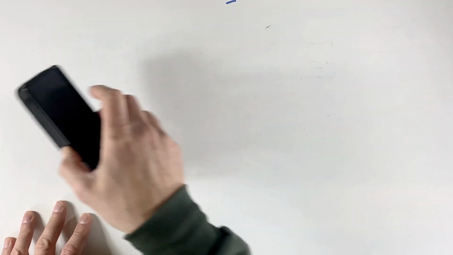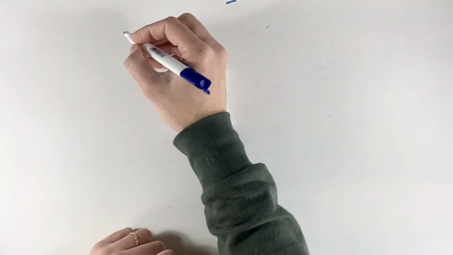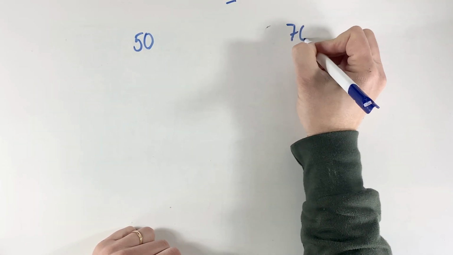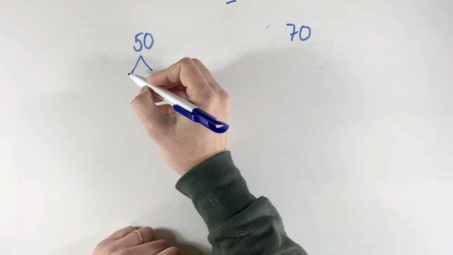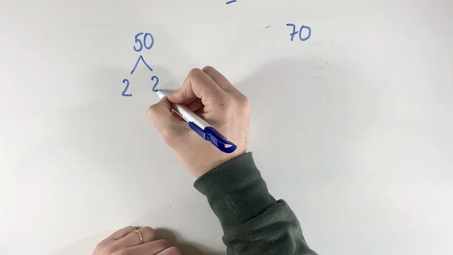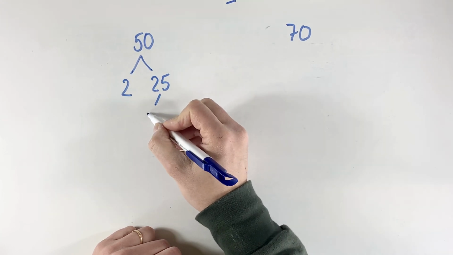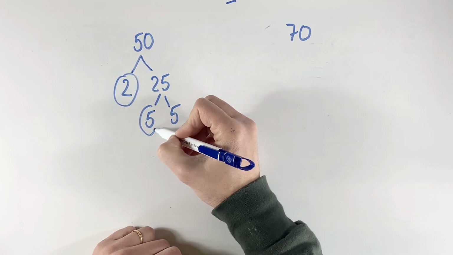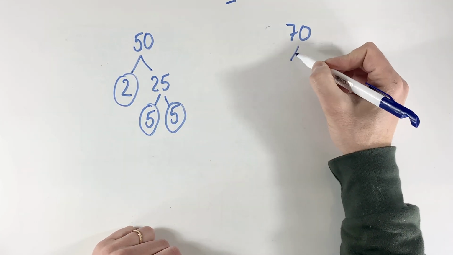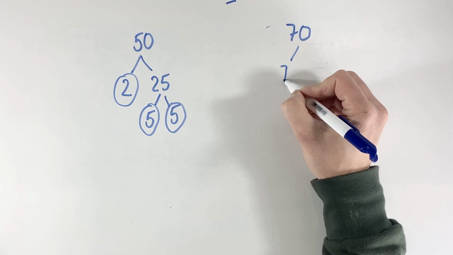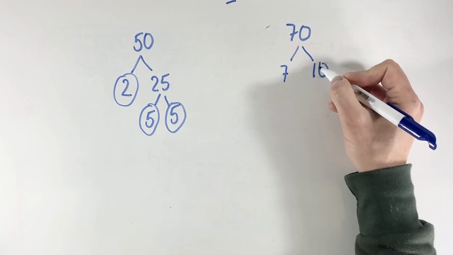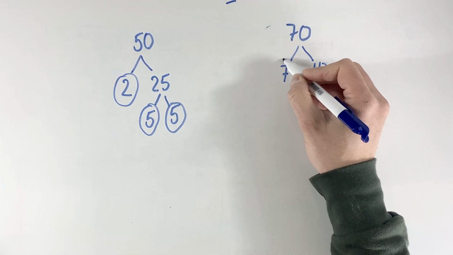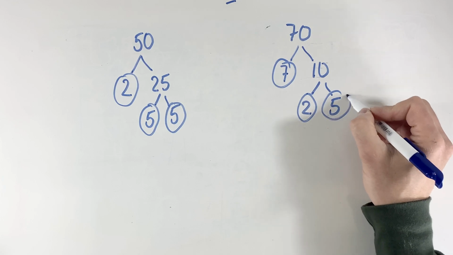The second pair of numbers was 50 and 70. 50 can be factored into 2 and 25. 25 can be factored into 5 and 5. Here are our prime factors. 70 can be factored into 7 and 10. And 10 can be factored into 2 and 5. And here are our prime factors for 70.